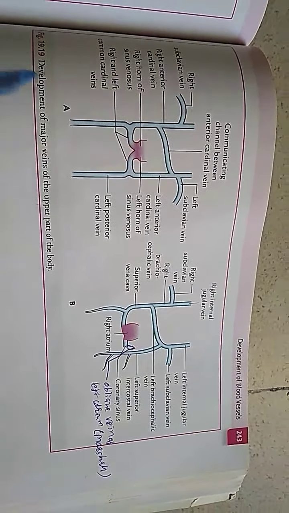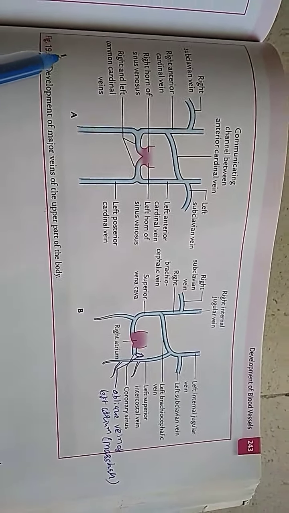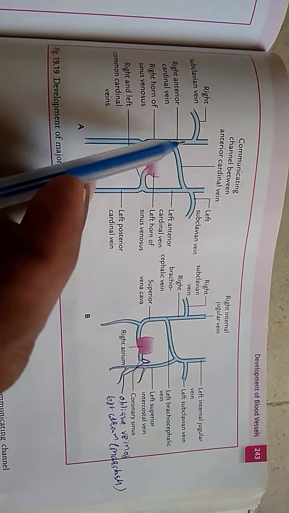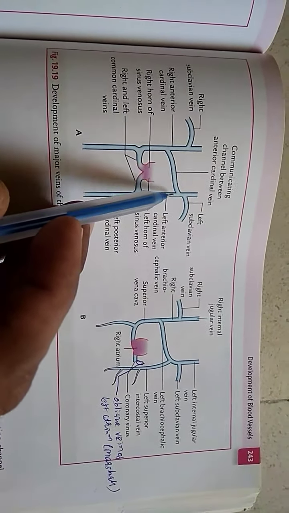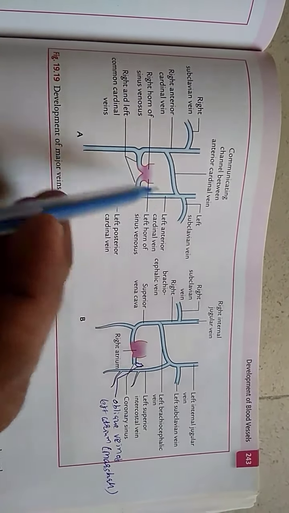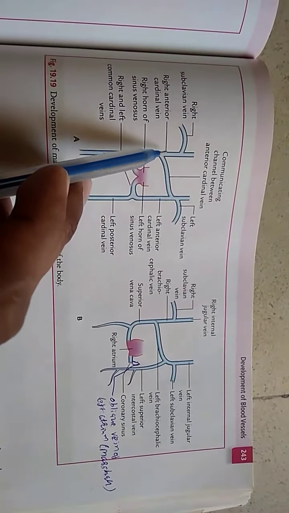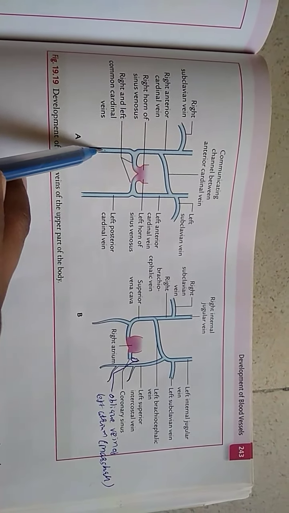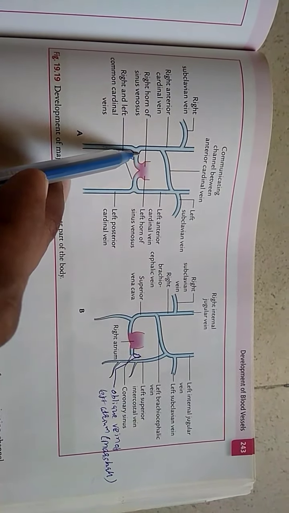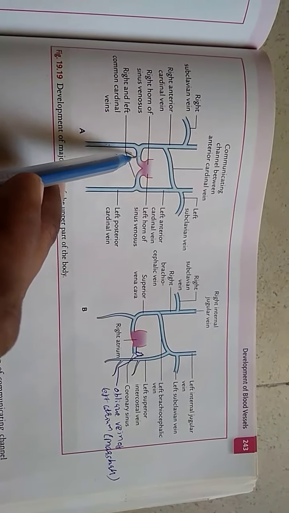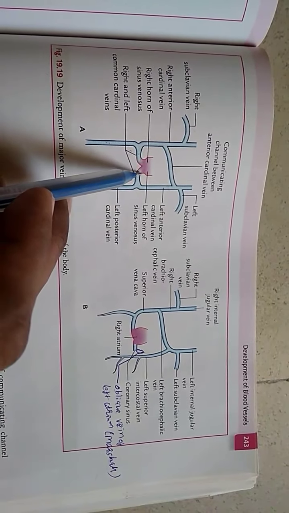Having learned the vitelline and umbilical veins, we will now learn about the somatic veins. There are two pairs of somatic veins in our body: right and left anterior cardinal veins, as well as right and left posterior cardinal veins. The anterior and posterior cardinal veins on both sides unite with each other and form a common cardinal vein, which will ultimately open into the corresponding horn of the sinus venosus.